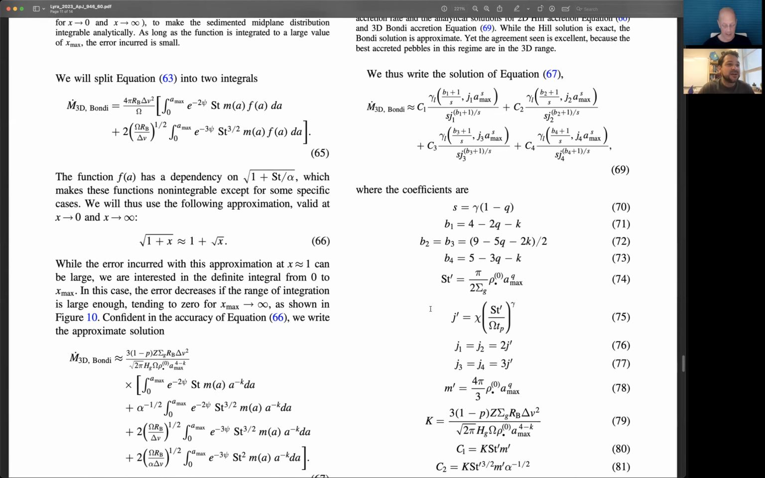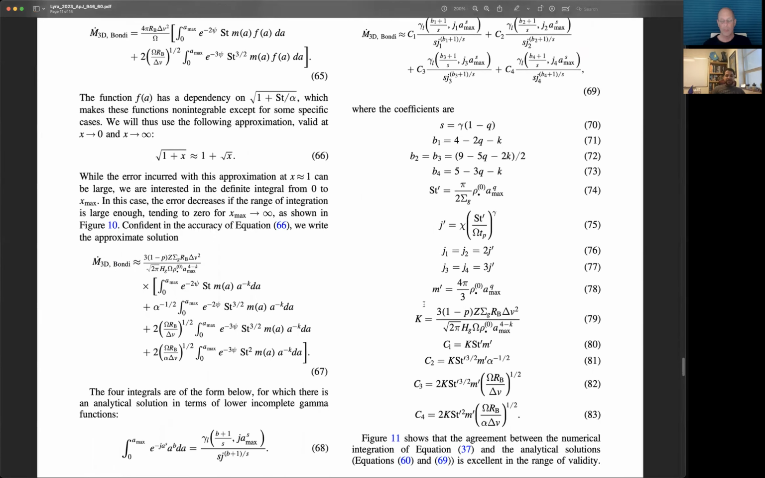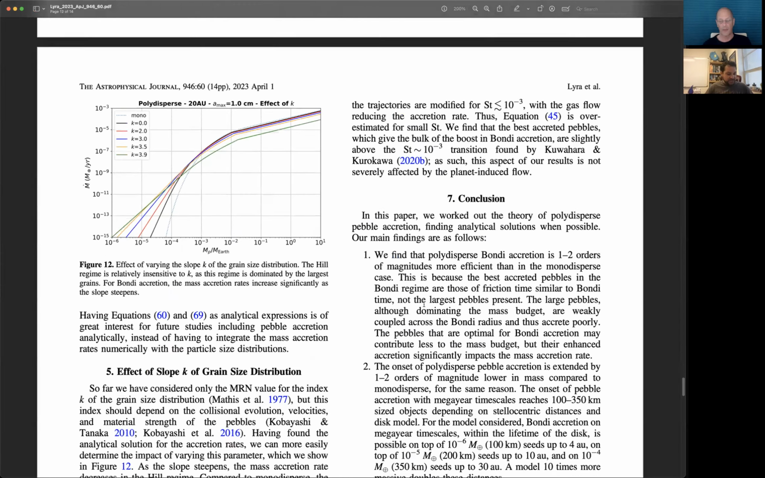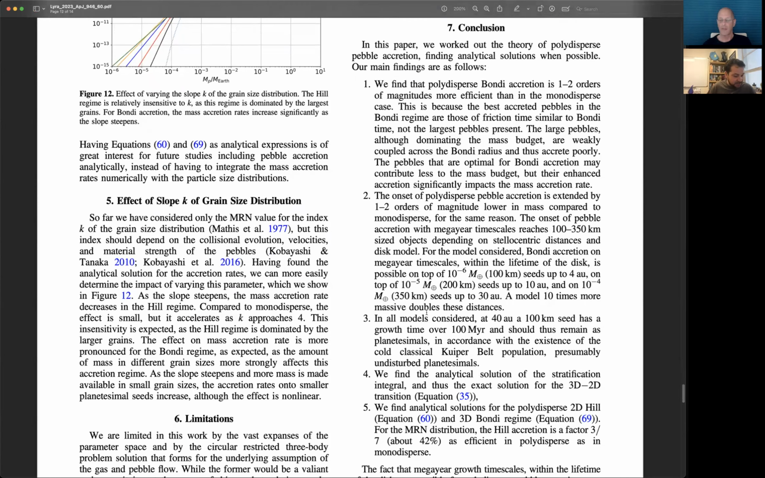So there is the second sharing, and that's a third sharing. In short, that's it. Then we can go to the conclusions. We found polydisperse Bondi accretion is up to 2 orders of magnitude more efficient than the monodisperse case.